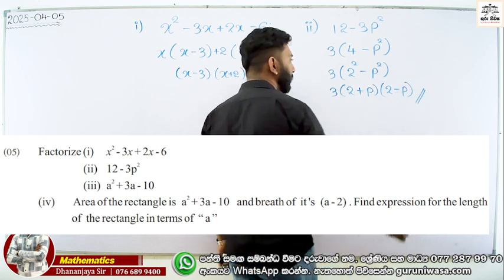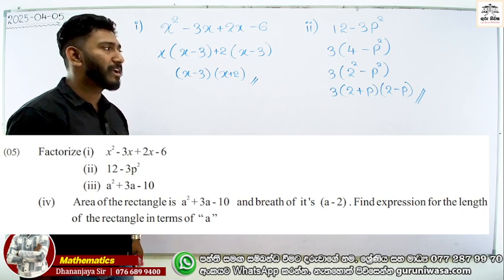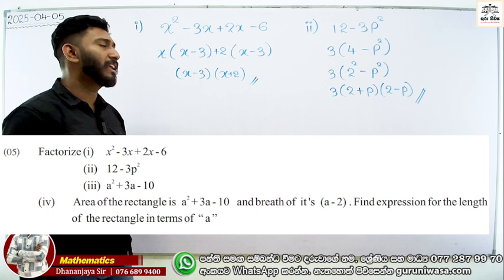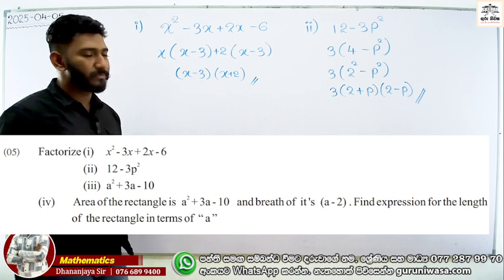Easy. Those who did the maths will remember this, right? 2 plus p and 2 minus p. 3 times 2 plus p and 2 minus p. And this is the way to factorize, right?